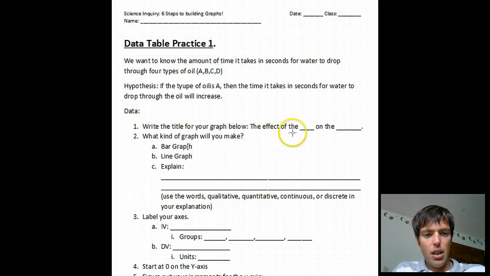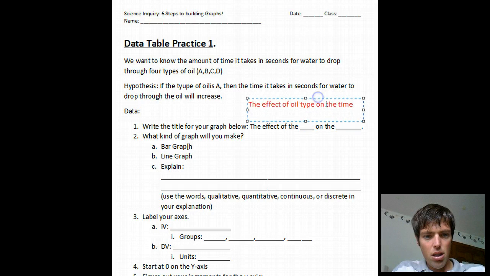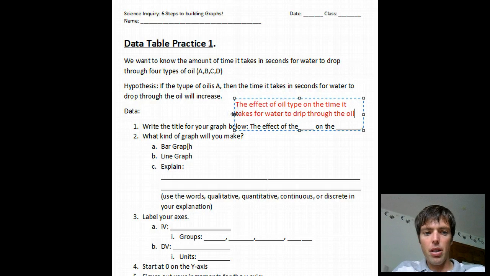So here it is, the effect of the blank on the blank. And remember, this is the exact same title as your data table. And so I'm just going to rewrite it out above here since I have the room. So it would be the effect of oil type on the time, that's sort of gross, on the time it takes for water to drip through the oil. Okay, so that's the title I'll put on top of my graph.